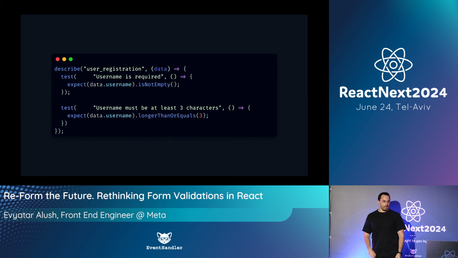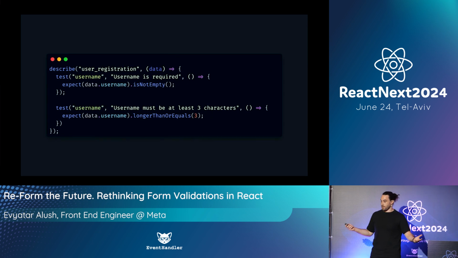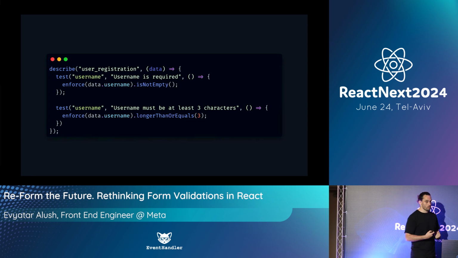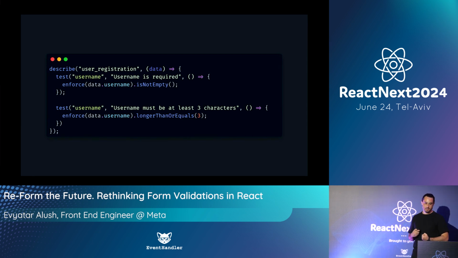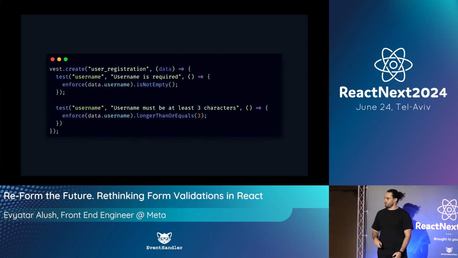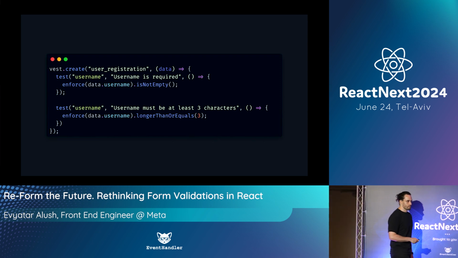Okay, cool. And, well, I have to tell it what field I'm actually testing. Let's rename expect to enforce, because right now we're enforcing something in a validation suite. And let's rename it to vest.create, and this is Vest. That's a pretty awesome idea.